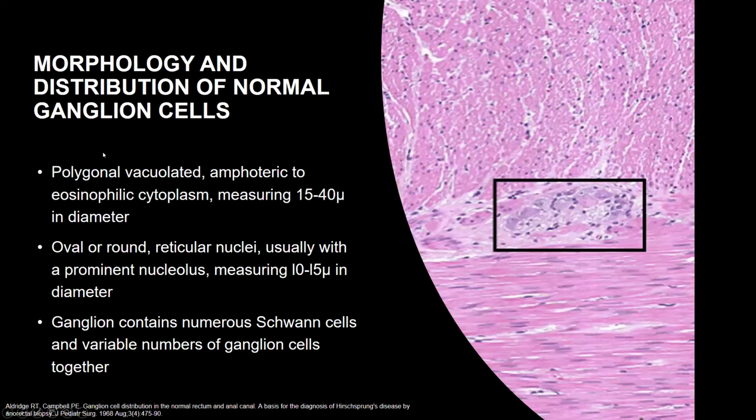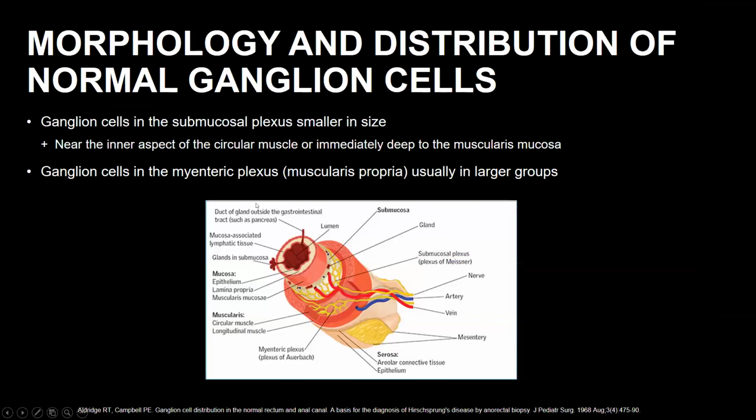Morphologically, how do they look? They're polygonal, vacuolated, with amphoteric to eosinophilic cytoplasm, and they measure about 15 to 40 microns in diameter. They can have oval or round and sometimes reticular-looking nuclei with a prominent nucleolus. They must have a prominent nucleolus, and that nucleus usually measures 10 to 15 microns in diameter. And then the ganglion contains numerous Schwann cells and variable numbers of ganglion cells together. So you can see an image of that.